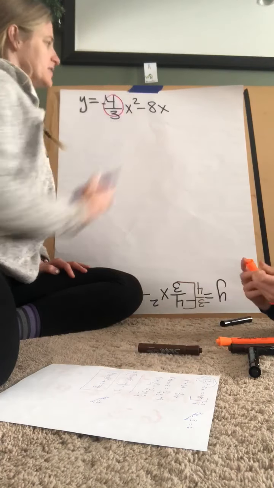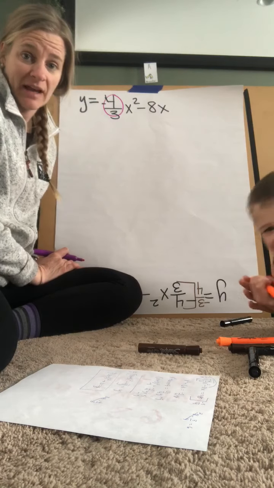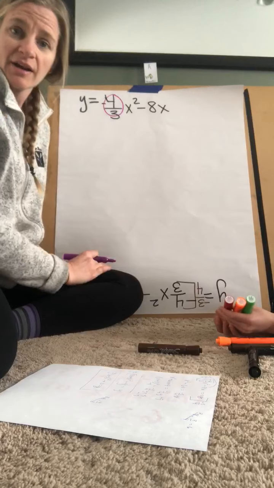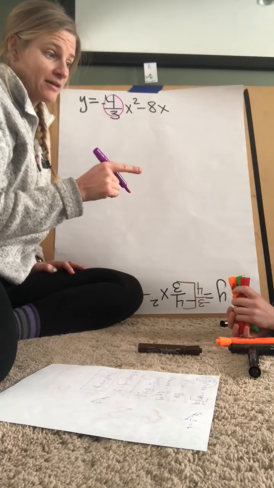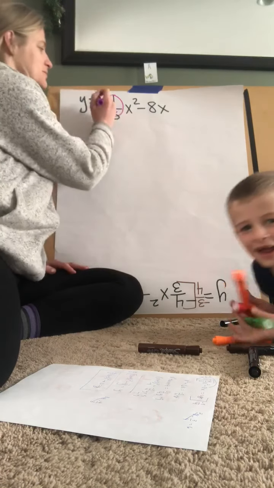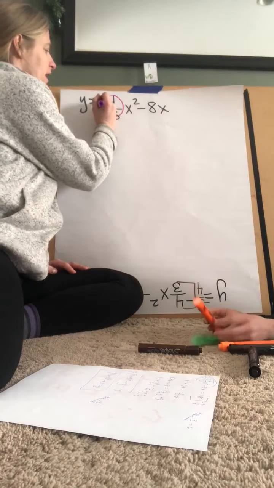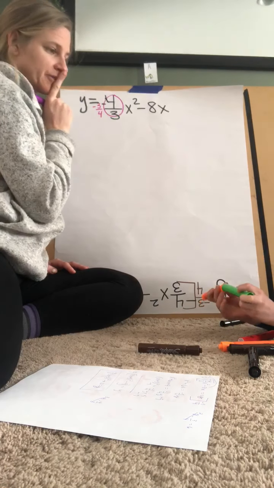I see here that I have this negative 4/3 out in front as my lead coefficient. You have to get rid of that. So, how do you get rid of negative 4/3? What do you multiply by? 3/4. You have to multiply by 3/4. Remember, it's the reciprocal. So we're actually going to multiply by negative 3/4.